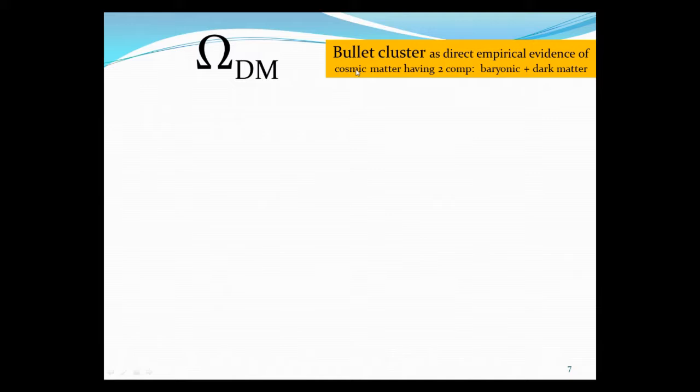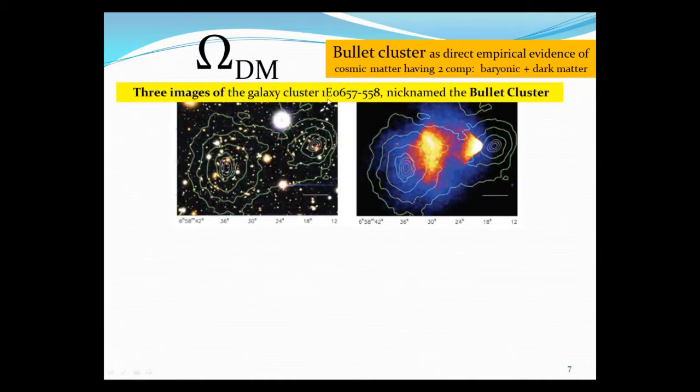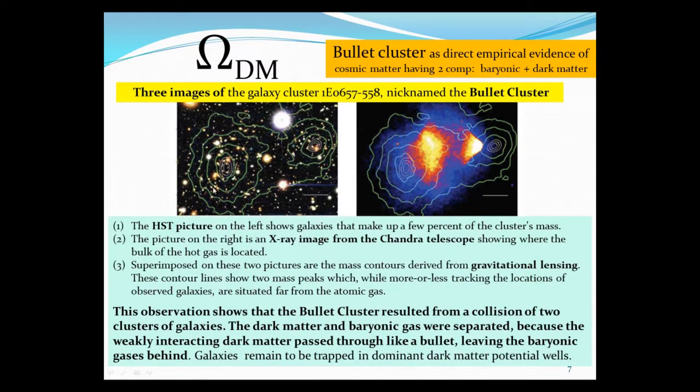Here is something called the bullet cluster that's taken by many to be direct empirical evidence for the existence of dark matter, that matter is made of two components, baryonic plus collisionless dark matter. Here are three images of a particular galaxy cluster, now nicknamed the bullet cluster. The first picture, on the left-hand side, is a Hubble Space Telescope picture, the usual picture you see, showing all the galaxies, which make up a few percent of the cluster mass.